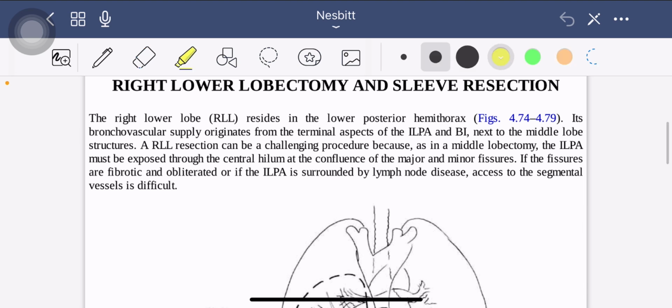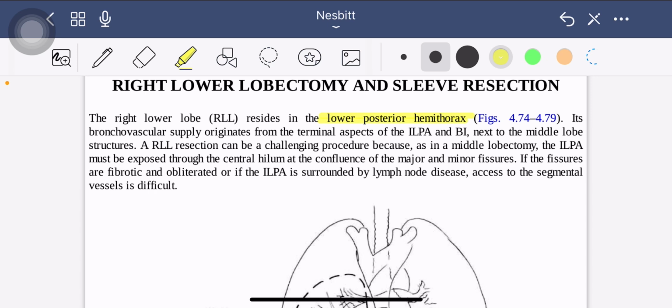So today we are going to study the right lower lobectomy. So what is a right lower lobectomy? The right lower lobe of the lung resides in the lower posterior hemithorax, and its bronchovascular supply originates from the terminal aspect of the ILPA and bronchus intermedius, next to the middle lobe structure.